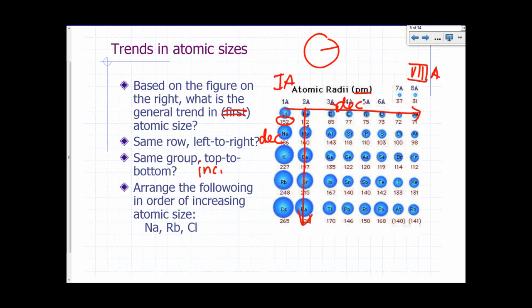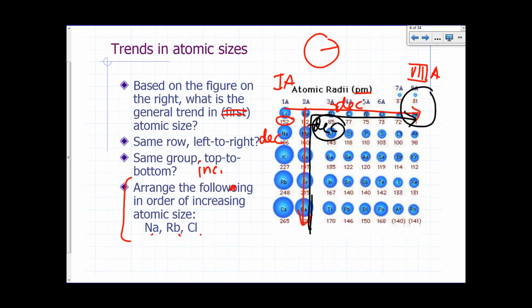So let's answer this question right here. Arrange the following in order of increasing atomic size: sodium, rubidium, chlorine. What's a quicker way of doing this? You can say the size would be decreasing going up, and decreasing going to the right. So that would be the decreasing trend, going up and to the right. The top right corner of your periodic table would have the smallest sizes.